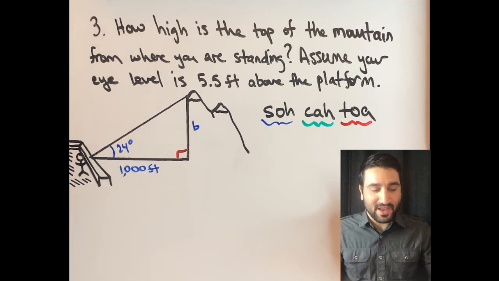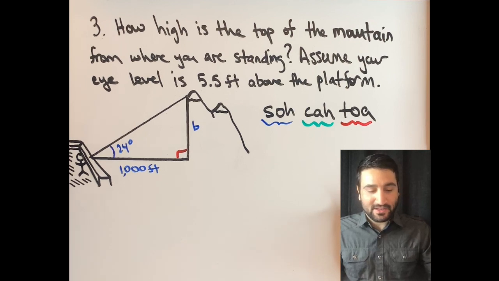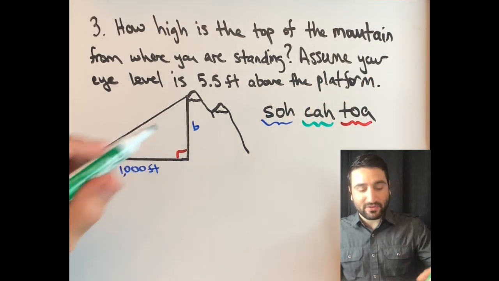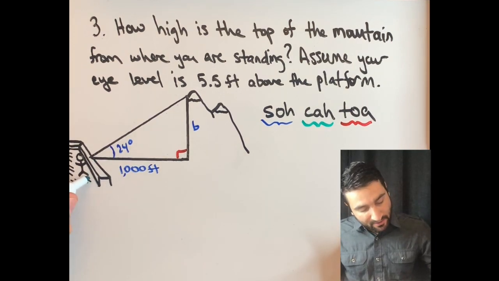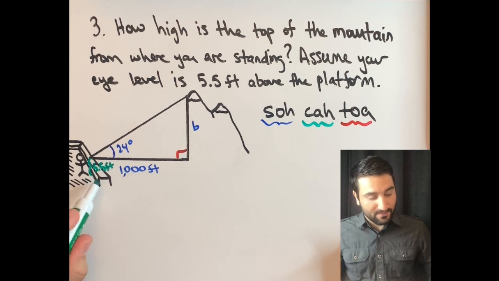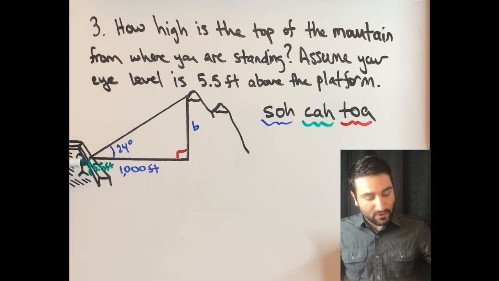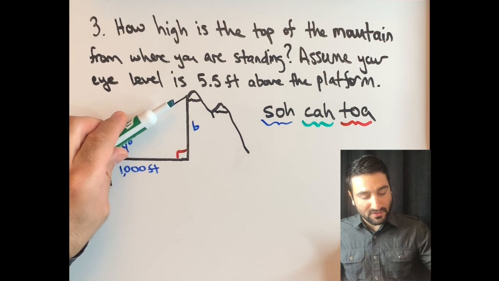So this problem is asking how high is the top of the mountain from where we are standing on this viewing platform. It's mentioning that you assume the eye level is 5.5 feet above the platform. So what that means is that from the platform floor to this tip of the triangle is going to be 5.5 feet high.